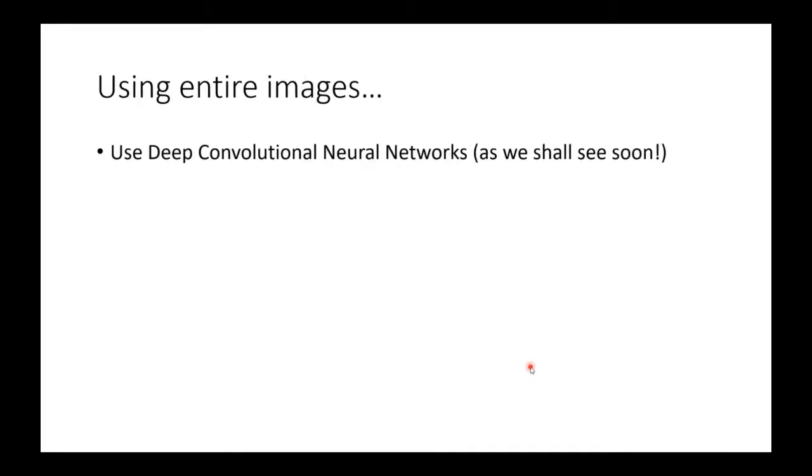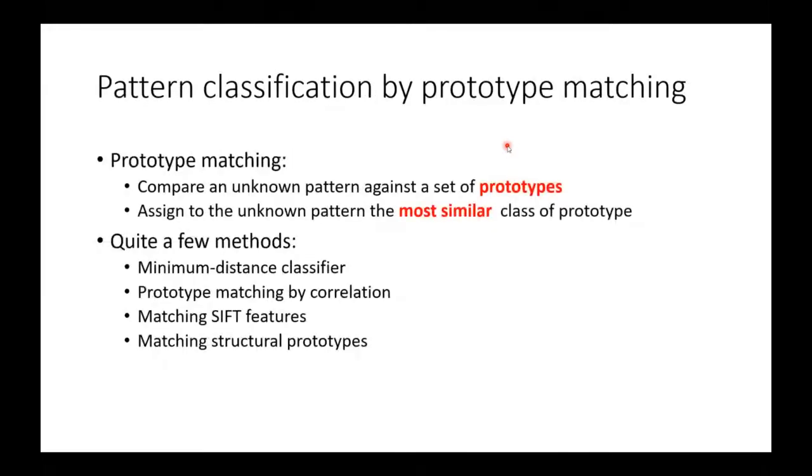And finally, entire images could be used as input to the pattern recognition system. That's basically the gain that deep convolutional neural networks brought to this field. And we shall see it very soon, probably next week.